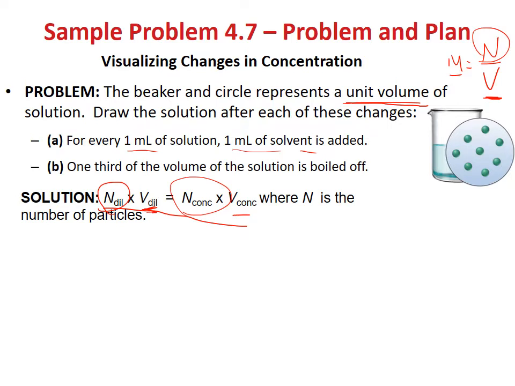So after dilution, the volume becomes 2 milliliter, from 1 milliliter becoming 2 milliliter. And so in order to calculate after dilution, this number of moles we can rearrange. So the number of moles or molecules after dilution should equal the before dilution value times the volume before dilution divided by the volume after dilution. And this is 1, and this becomes 2.